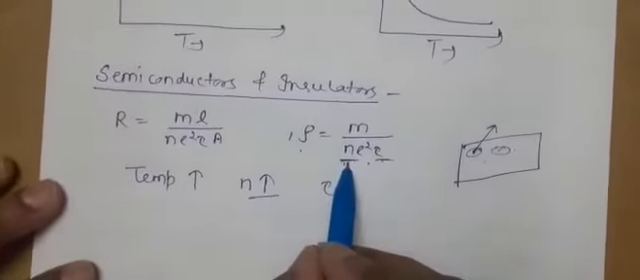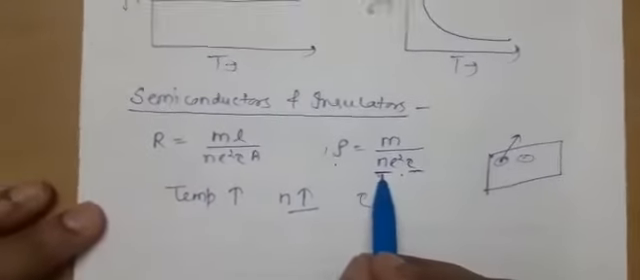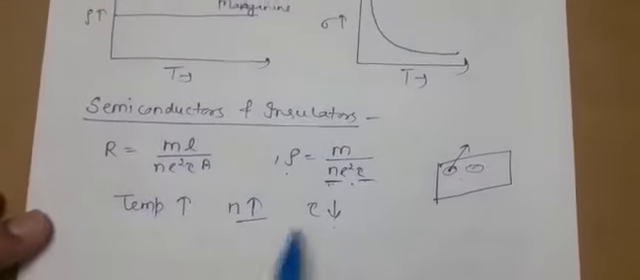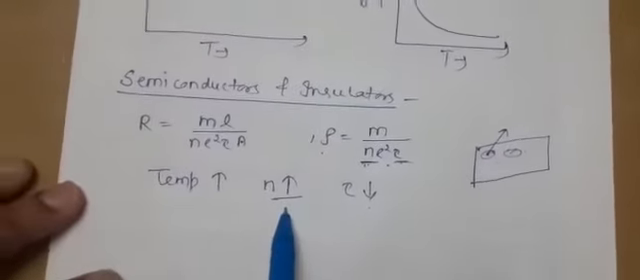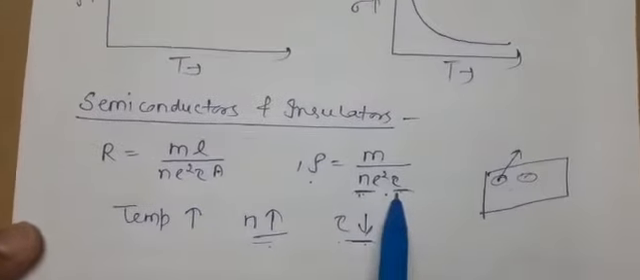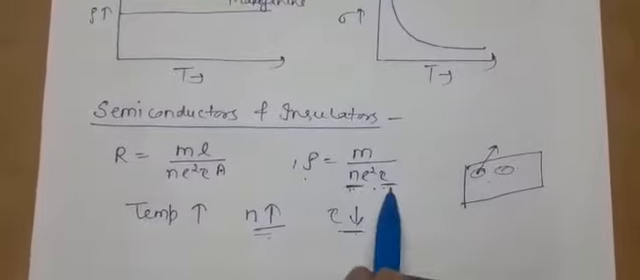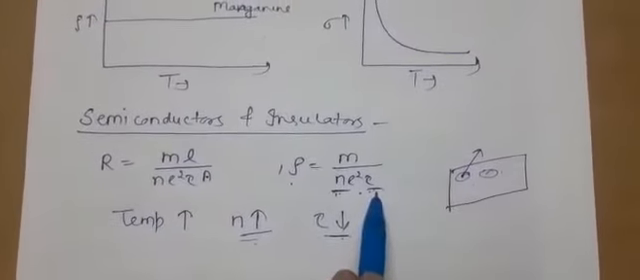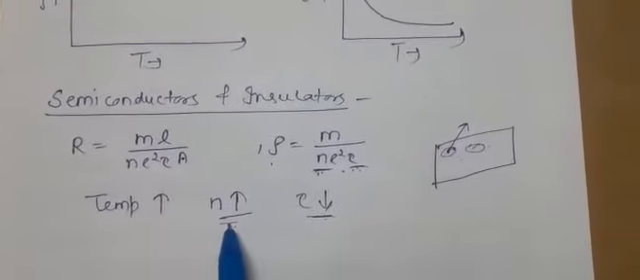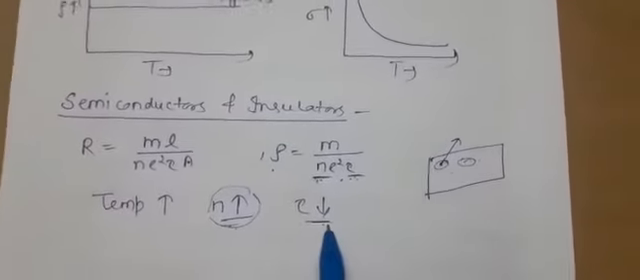Now due to the thermal motion, the relaxation time will decrease. So what will happen? This is decreasing and this is increasing, and both are in the denominator. So you should think that there should be no effect on the resistivity. But actually, the increase in n, the number density of electrons, is more as compared to the decrease of relaxation time.